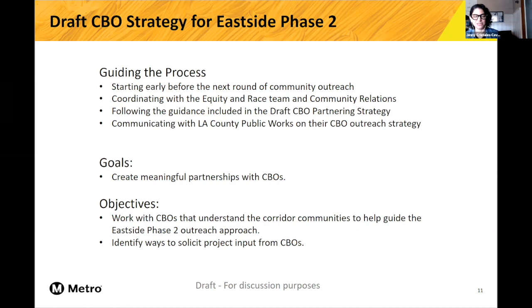The objective of this particular strategy is that we work with CBOs that understand the community and can provide guidance to our outreach process, so that we are casting the net as wide as we can through the corridor project to ensure that we're hearing all the voices, and that we get a lot of the residents and stakeholders to our public meetings, to the various ways that we can outreach to the community. We can go to the next slide.